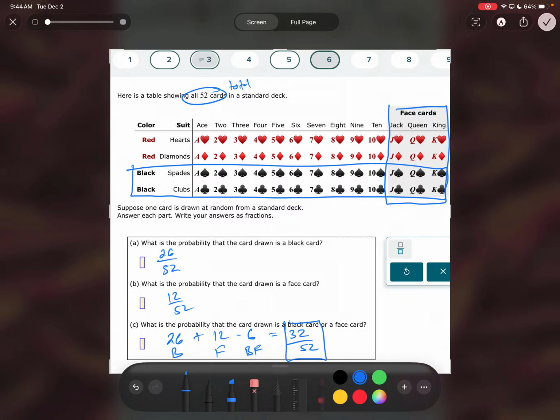The rule for OR, is this one on your test worksheet? So for part C, you want to show something like this. You'd show this down here. But the rule for OR is add, but be careful of overlap. The overlap is what they share. So black face cards, that's the overlap. Because if you add, you might add it twice.